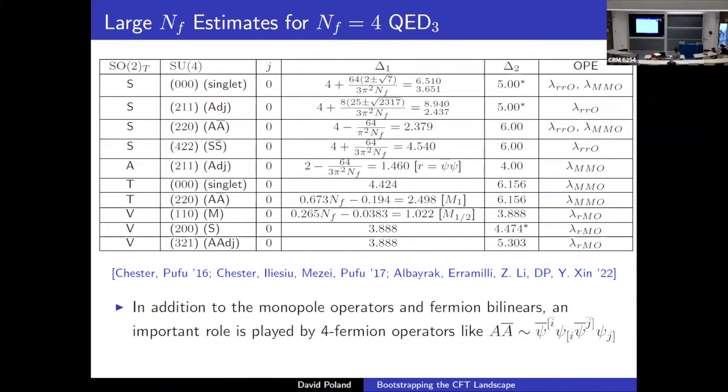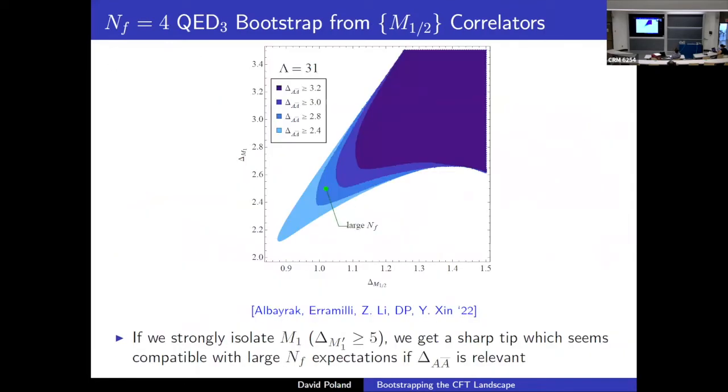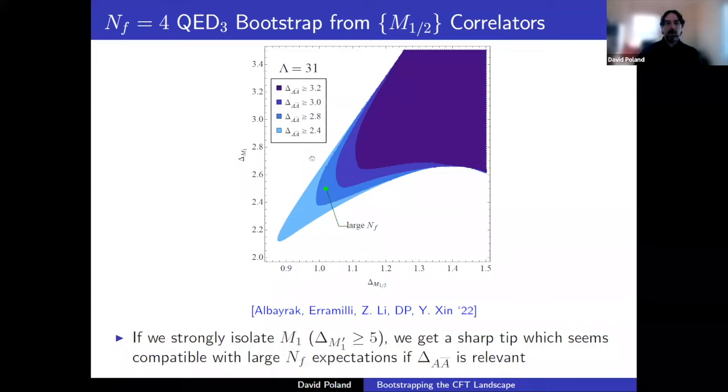So what's missing in the bootstrap so that, for example, you could match the precision of the large N for the monopoles? Is there a next step? Yeah, what's really missing is a way to cut this off from the right. We got these peninsula structures, and the tips look like they could be compatible with these large N estimates, but we don't have a very rigorous way to cut off this region from the right and fully isolate it. And so that's what we need.